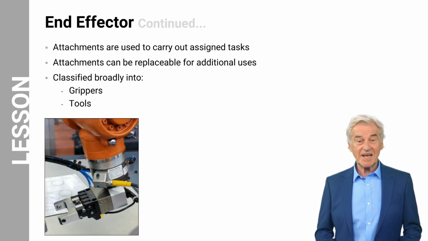There are two main types of attachments used with end effectors: grippers and tools. Both are designed to perform specific tasks and are typically replaceable or detachable, allowing a single robot to perform multiple tasks within the same workspace.